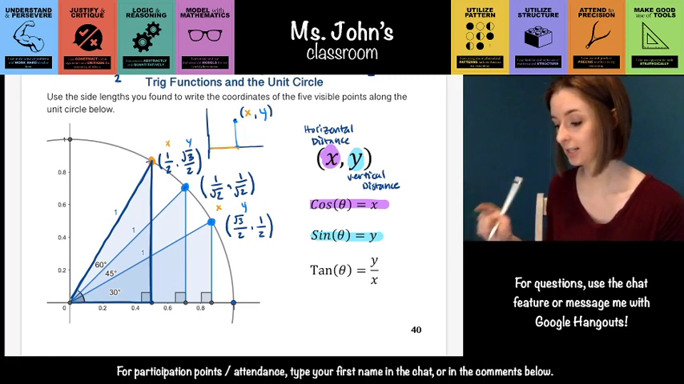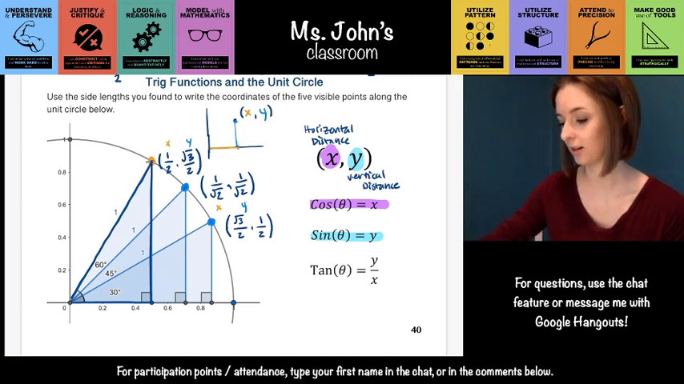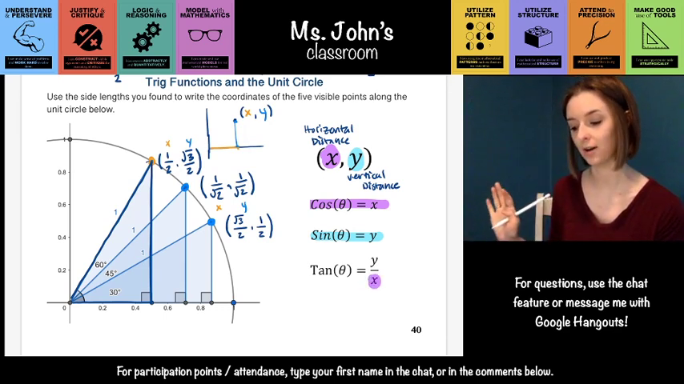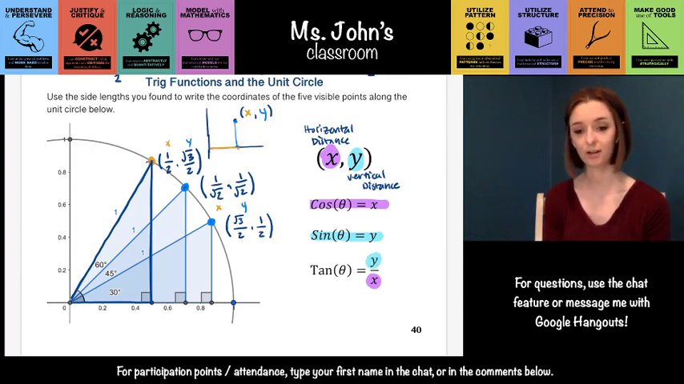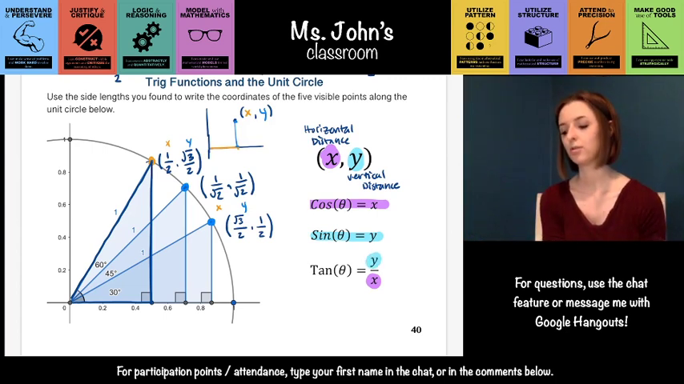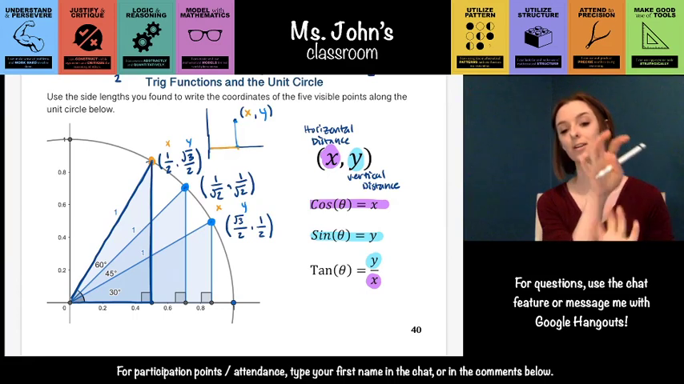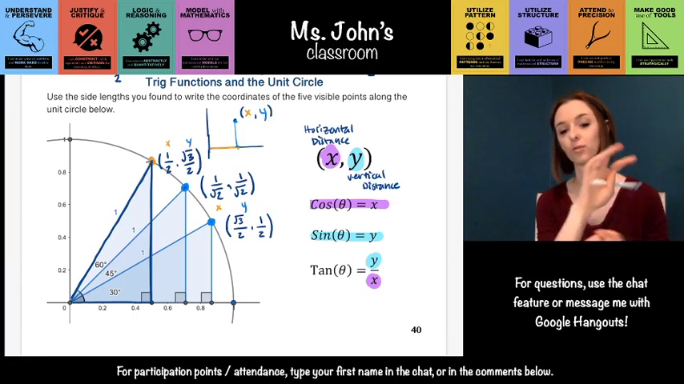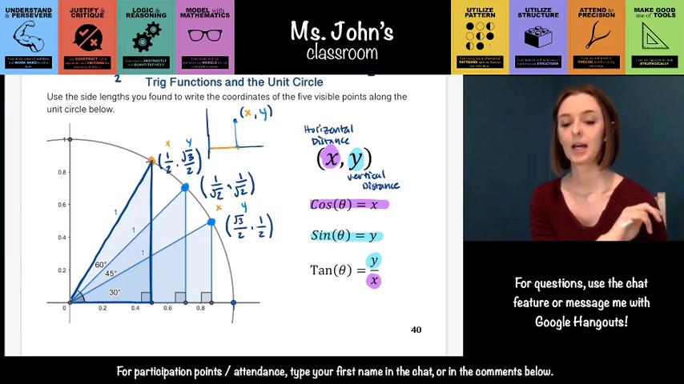Tangent is funny. Tangent is a ratio of two of them. So we'll talk about how we would use tangent in a second. But just know for now that to get the tangent of the reference angle, you use the y value, divide the y value by the x value. So it's a ratio of y divided by x.